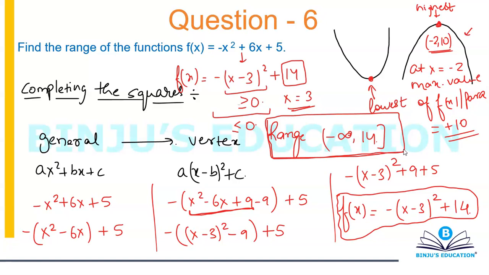Vertex is the highest or the lowest point depending upon the parabola. If it is the highest point, then all values lesser than that are applicable. If it is an upward parabola, then all values higher than that are possible. Okay. So whenever you have a parabolic equation, this is the way to do it. All right, let's move on.